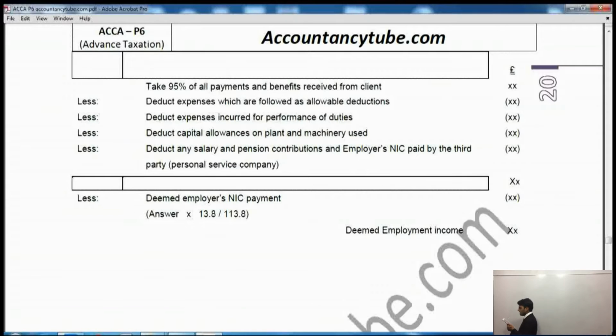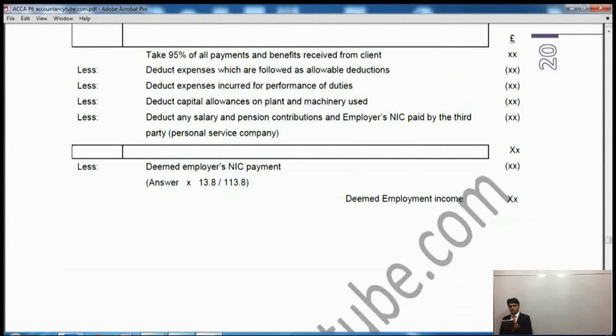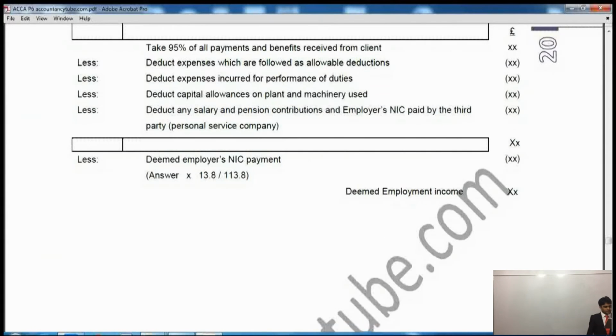Then the next line says deduct any salary and pension contributions and employer NI paid by third parties. So if an employer has paid any NI, who is the employer here? The eventual employer is the client, but they have put an intermediary between them, right? So we'll deduct any salary and pension contributions and employer's NIC paid by the third party. The third party here is a personal service company. So we will deduct the employer NIC as well, because he's taking the salary from the personal service company.